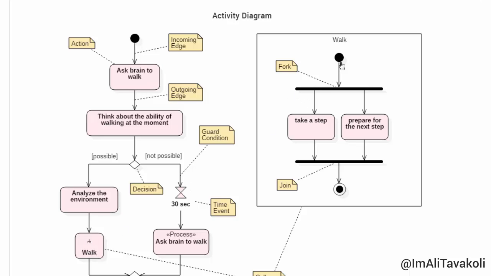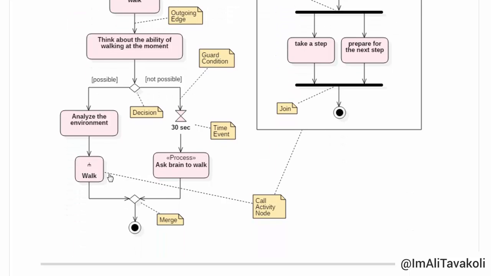So in walk, what is going to happen? These actions are going to happen. We will again start with an initial state notation. Then by fork, we will show that these two actions are going to happen at the same time: take a step and prepare for the next step. Then both of these actions will join together and we will end the walk process by showing the final state notation. So that's it. And after walking we will come to a merge.